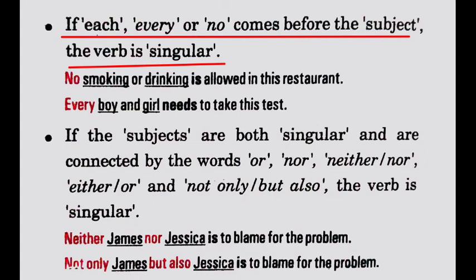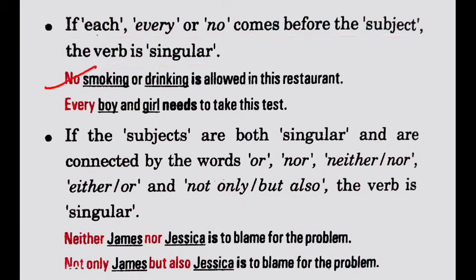Now, if each, every or no comes before the subject, the verb is singular. For example, no smoking or drinking is allowed in this restaurant. So before the subjects smoking and drinking, no is used. So the singular verb is used.